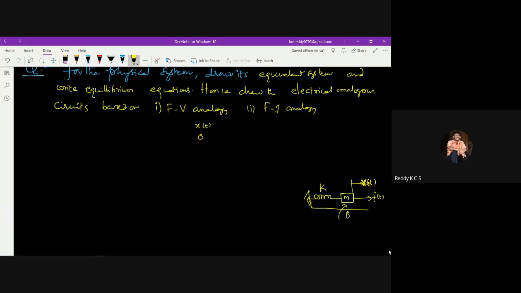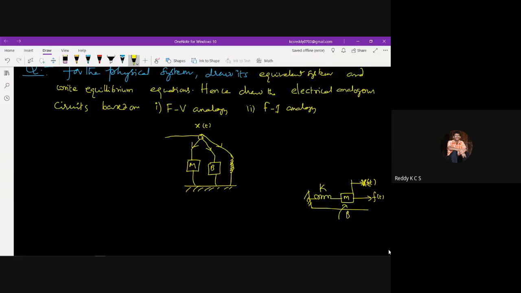Under this node, these three elements undergo the same displacement. K undergoes the same displacement, M also undergoes the same displacement. So these three are connected parallel to each other. That is M, then B, of course the damper, and of course the spring. So these three are connected parallel to each other under the same node x of t, because it is only a single node, and this displacement acts on these three elements. These three are under the influence of this displacement.